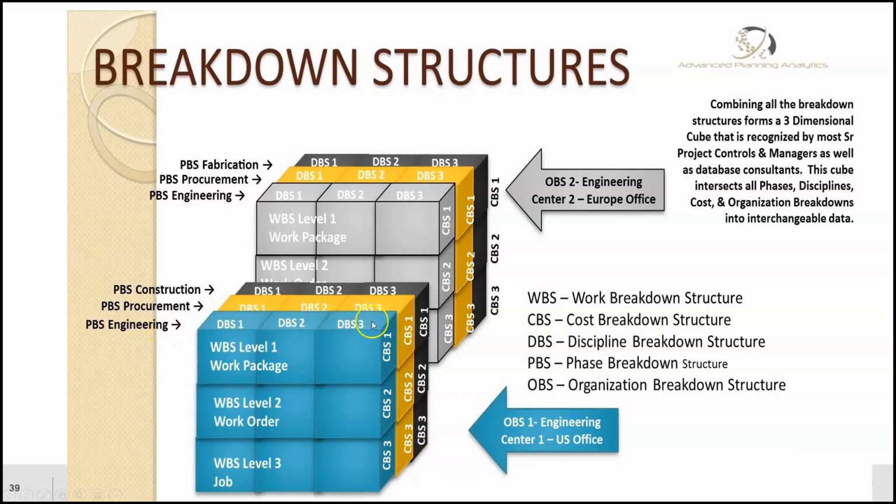Now, if we look at this blue slice, it represents engineering. Everything that resides in this blue slice of work is tagged and categorized as engineering itself. In this engineering slice, you're going to see discipline 1, 2, 3. That means the vertical run of this cube represents, for example, mechanical. So this is your mechanical discipline. This is your piping discipline. And then this is your civil structural discipline.